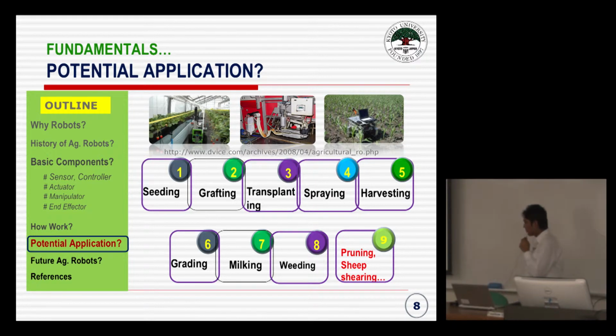And currently, we have seen many applications of robots practiced in the field, like seeding, grafting, transplanting, spraying of fertilizer, and other things, harvesting of different kinds of crops and fruits, and grading of agricultural produce, even milking, weeding, and some others like pruning and shearing.